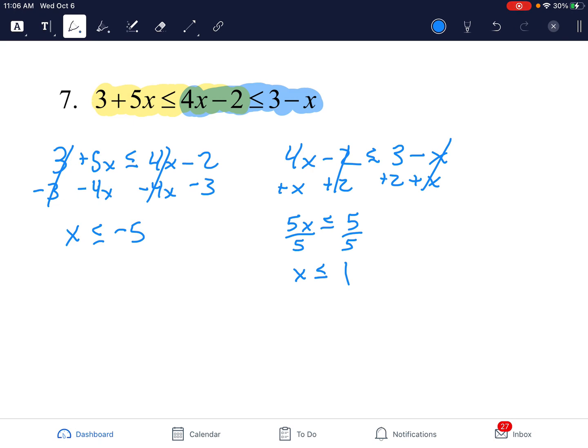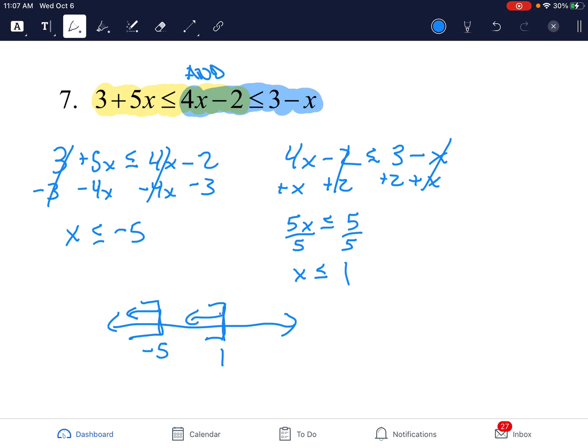All right, again, this is a compound inequality, so it's an and question, or an and inequality. So if I graph this, I'll have negative 5 here, the bracket going to the left, a positive 1 there with a bracket going to the left.